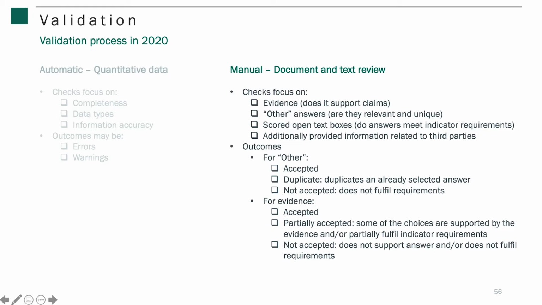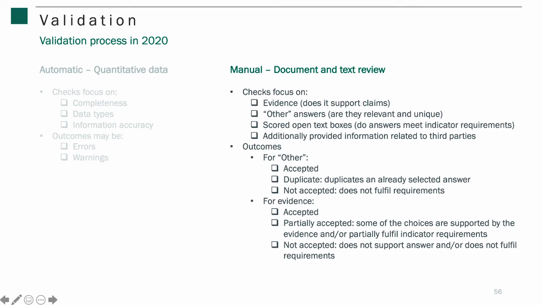The second kind of validation is manual. This includes the text and documents provided by the participant. For instances where participants have entered an other option, the response is checked for uniqueness. An answer can either be accepted or rejected. It is rejected if it is a duplicate of an already selected answer option, or if it does not fulfill the requirements in some other way.